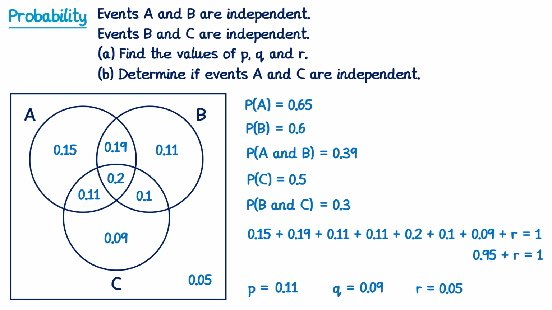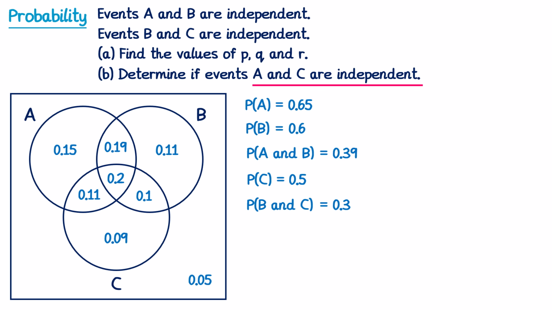In the second part of the question, we need to determine if events a and c are independent. So we need to test if the formula holds for these two events. We have the probability of a and the probability of c, but we don't have the probability of a and c yet. So we need to find this. That will be the sum of the probabilities in their overlap, so these ones here, which if we add together gives you 0.31.